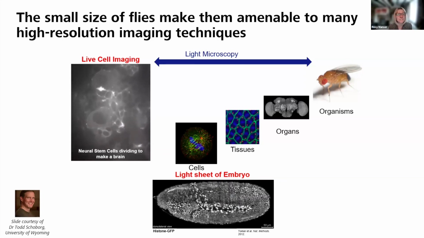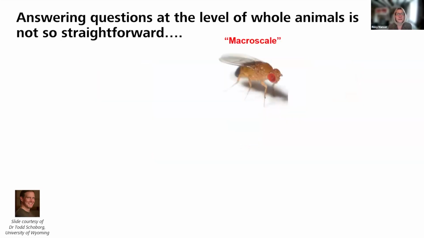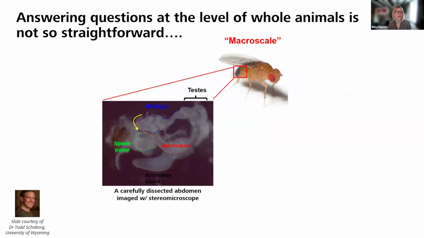That is particularly true if you think about the idea of actually imaging the whole fruit fly. So rather than parts of the fruit fly or the fruit fly embryo, if we're looking at the whole organism at the macro scale, sometimes techniques like light microscopy can become more difficult to optimize. For example, this is a really carefully dissected abdomen taken from the Drosophila fruit fly here. And using a stereo microscope, you can pick out some of the parts of it, the hindgut, the sperm pumps, you can see the accessory gland, but there's not a huge amount of information that you can see.